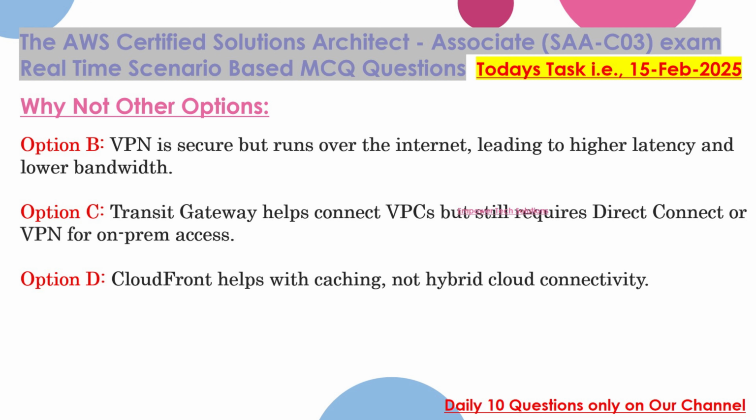Why not other options? Option B. VPN is secure but runs over the internet, leading to higher latency and lower bandwidth. Option C. Transit Gateway helps connect VPCs but still requires Direct Connect or VPN for on-prem access. Option D. CloudFront helps with caching, not hybrid cloud connectivity.